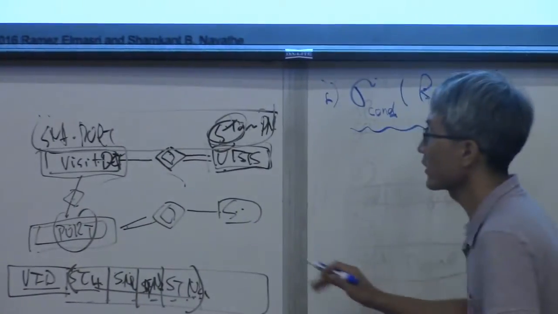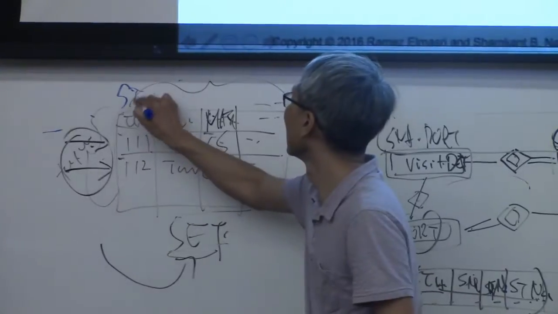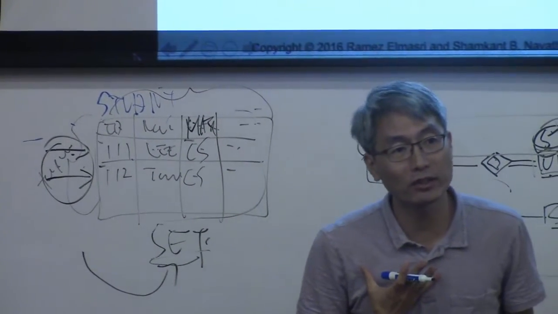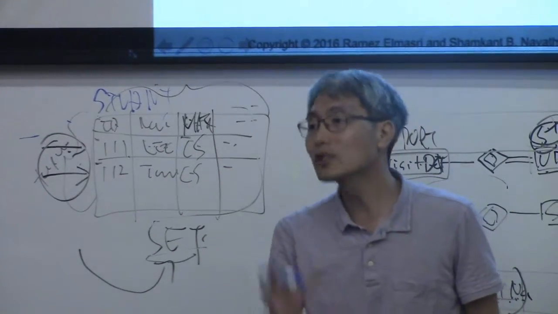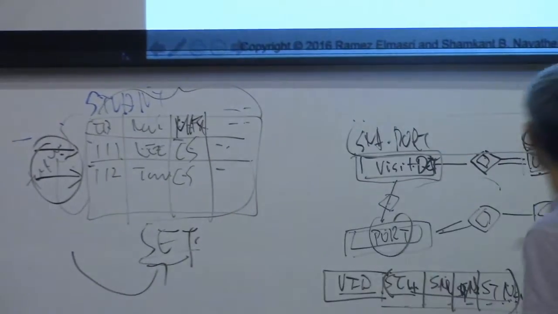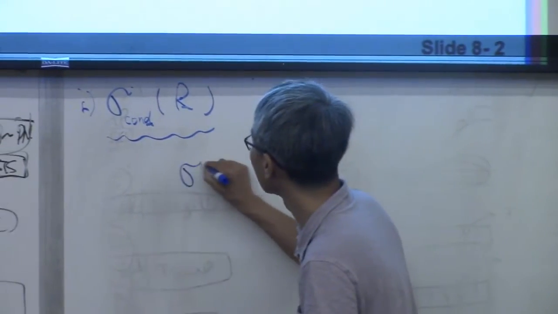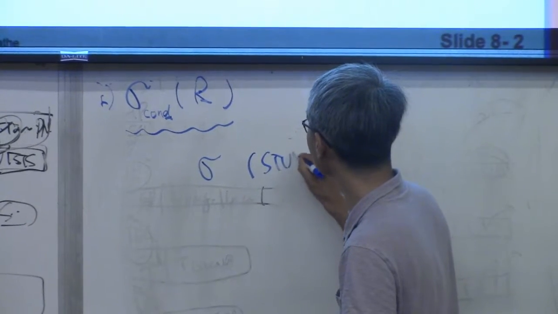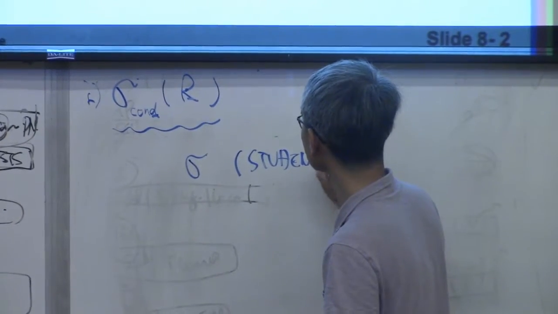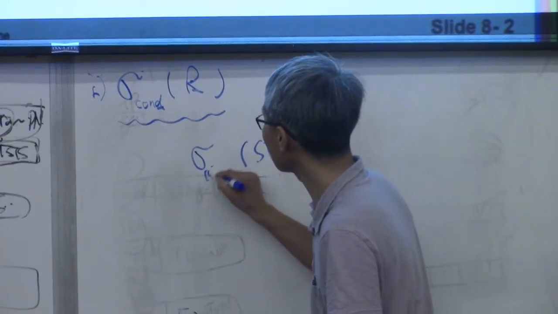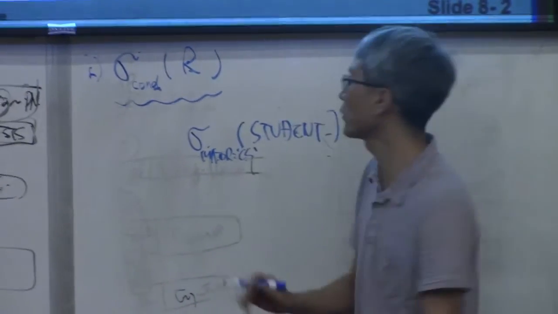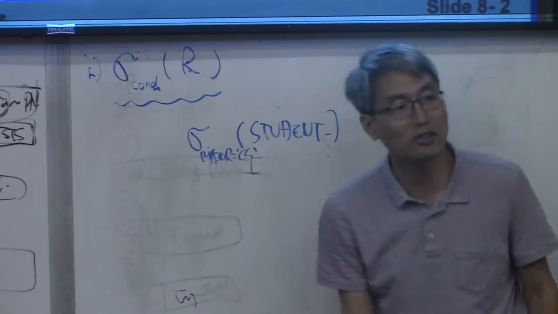For example, when we access the student relation, my condition is whose major is CS. How can we represent it? Sigma, select, selection from student. And major is CS. You can put the condition as a subscript.